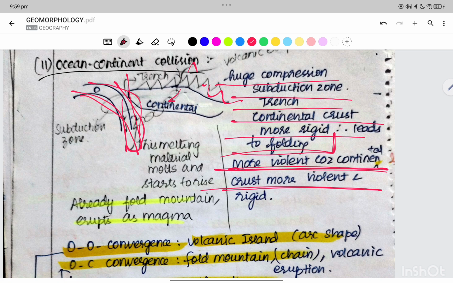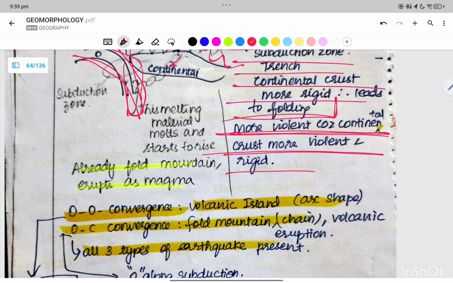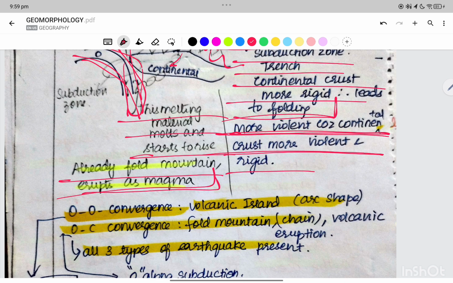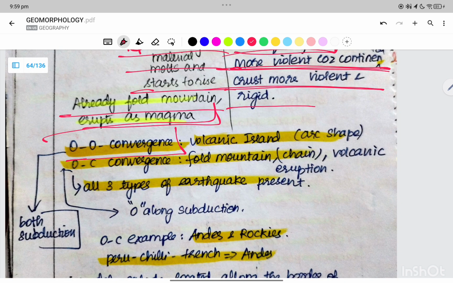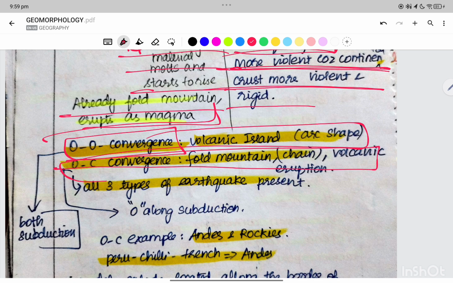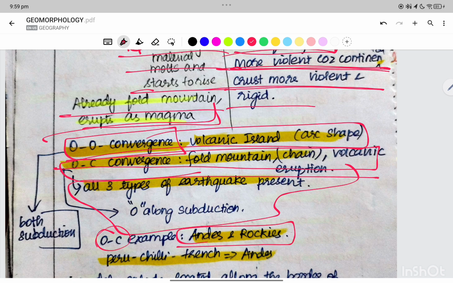The continental crust is violent and rigid. This melts and starts to rise in the already folded mountains, erupts as magma. Ocean-ocean convergence gives volcanic eruption, volcanic islands, fold mountains and volcanic eruption. And in the continent-continent convergence, we do not have magma. Examples of ocean-continent convergence are the Andes and Rockies.